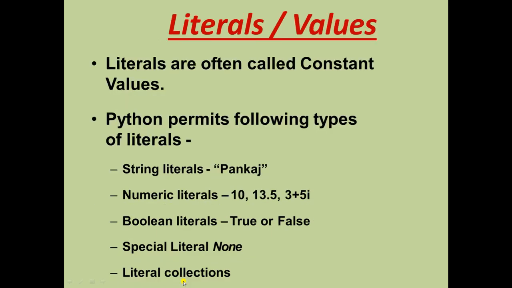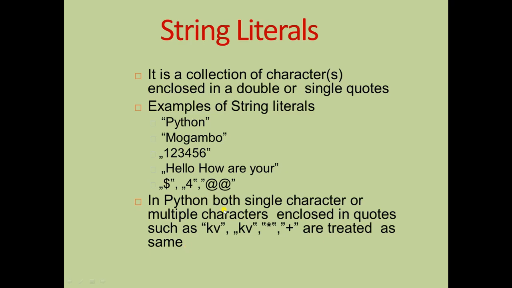Literal. Literals are often called constant values. Python permits the following types of literal: string literal, numeric literal, boolean literal, special literal None, and literal collections. So what is a string literal? A string literal is a collection of characters enclosed in single or double quotes. Examples of string literals are Python, Mocambo, 12345, hello, how are you? These are all examples of Python string literals. In Python, single or multiple characters enclosed in quotes are treated the same. Single quote and double quote are both treated as a string literal.